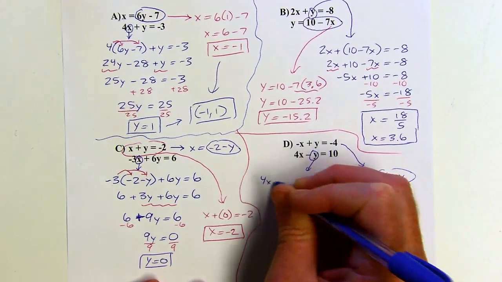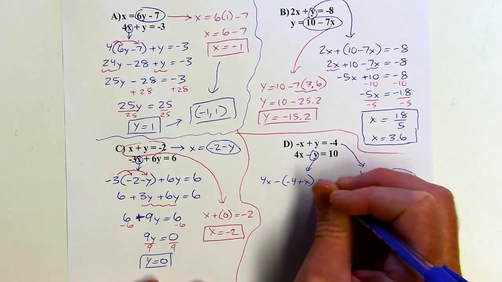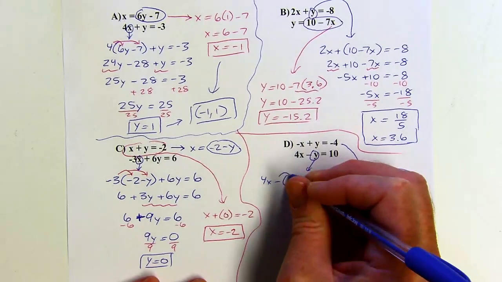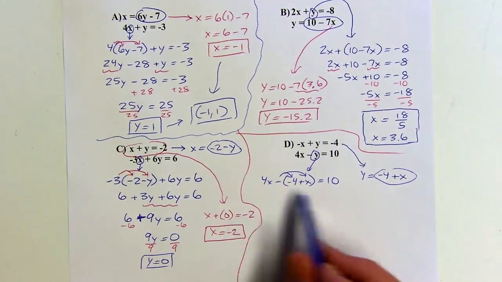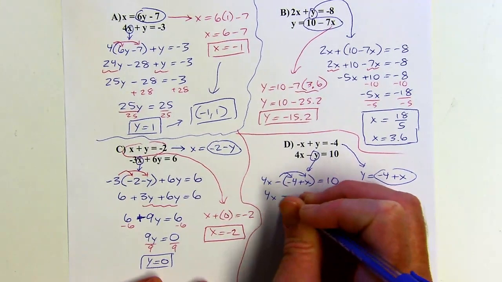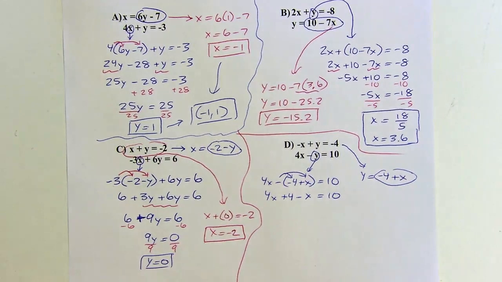So I've got 4x minus the quantity, -4 plus x. Really important to use those parentheses because I'm going to have to distribute the negative here next. Okay, so I'm solving this now for x. I only have one variable. I can solve this for x. Let's get rid of the parentheses. Okay, now I'll combine like terms.